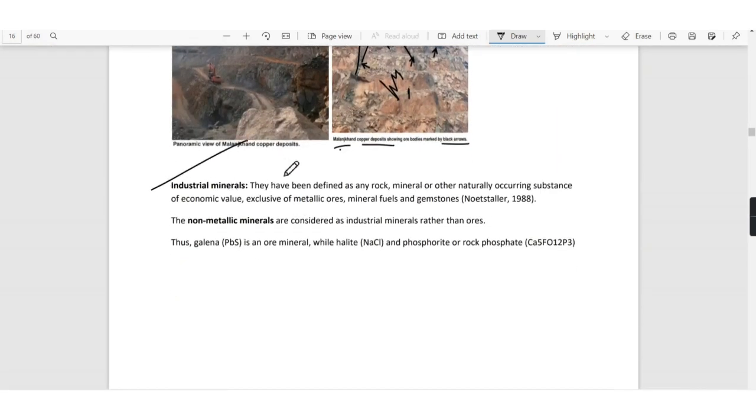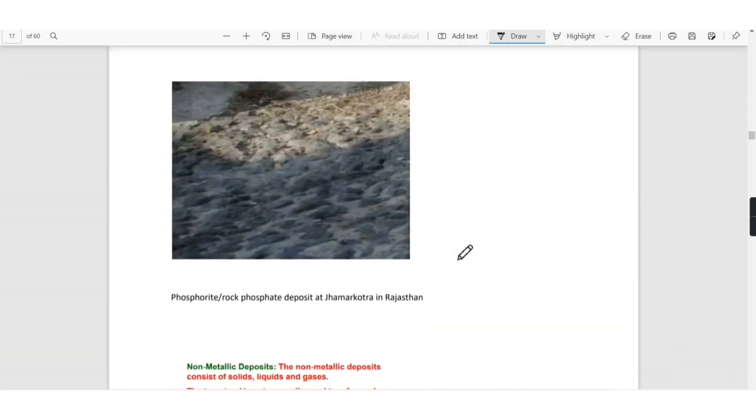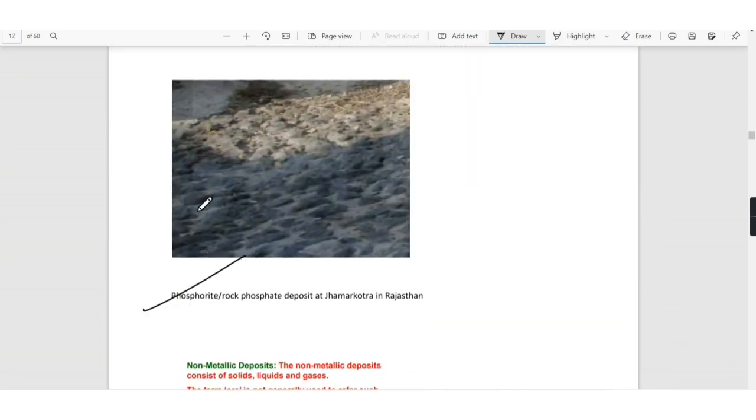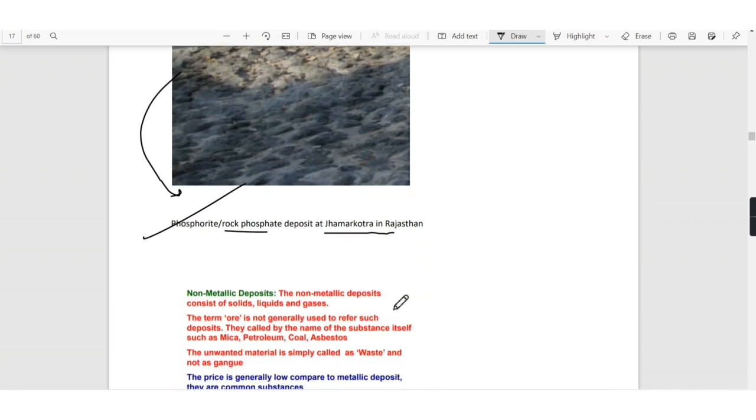What are industrial minerals? They are basically non-metallic minerals like galena, halide, phosphorite. This is an example of phosphorite, a figure of the rock phosphate deposit at Jhamarkotra in Rajasthan.